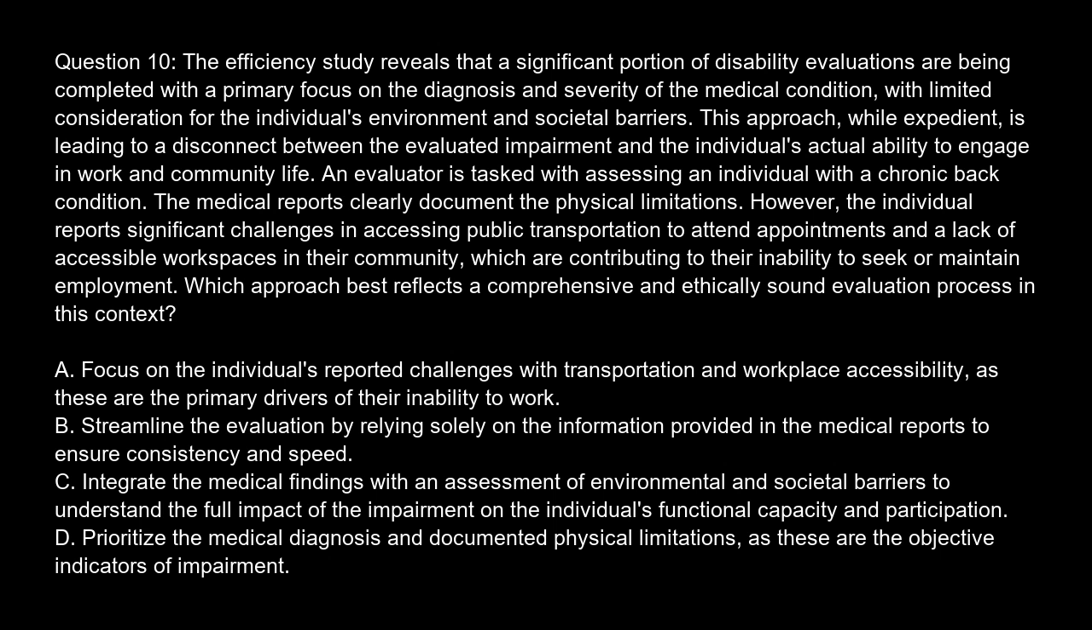Option A. Focus on the individual's reported challenges with transportation and workplace accessibility, as these are the primary drivers of their inability to work. Option B. Streamline the evaluation by relying solely on the information provided in the medical reports to ensure consistency and speed. Option C. Integrate the medical findings with an assessment of environmental and societal barriers to understand the full impact of the impairment on the individual's functional capacity and participation. Option D. Prioritize the medical diagnosis and documented physical limitations, as these are the objective indicators of impairment.